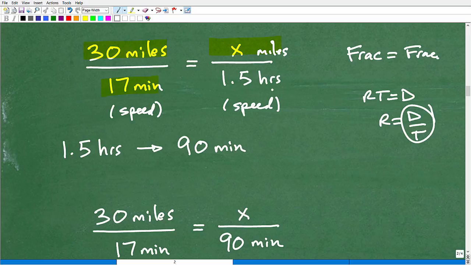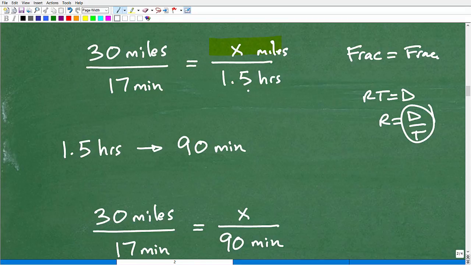So this is a very, very common way to set up a proportion. And proportions are beautiful because they often are very direct and kind of a clean way to solve a lot of these problems. So the train's going 30 miles per every 17 minutes. How many miles did it go in 1.5 hours?